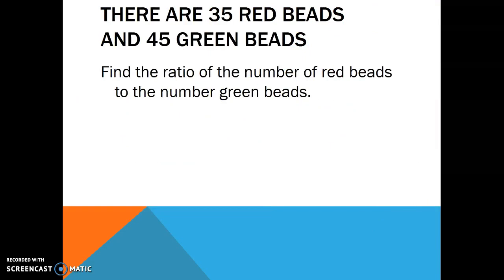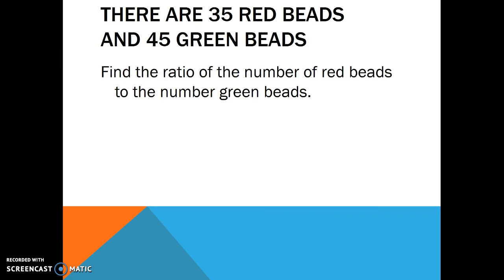Okay, flip your page on your notes, and now we're looking at number 3. So we have a problem. Now we don't have a picture to help us this time, so we're going to have to do this a little bit differently. There are 35 red beads and 45 green beads. We want to find the ratio of the number of red beads to the number of green beads.